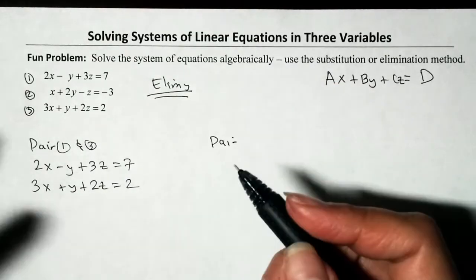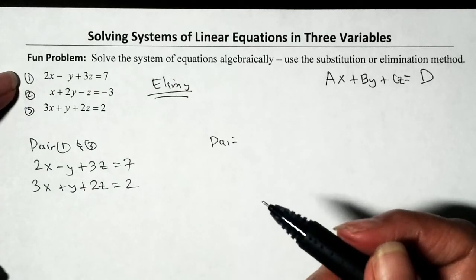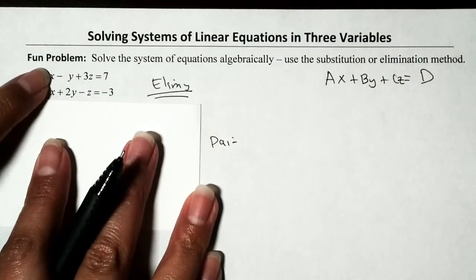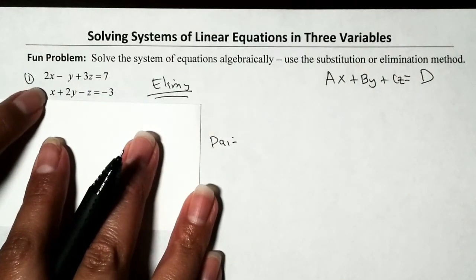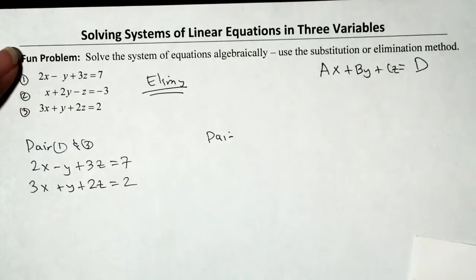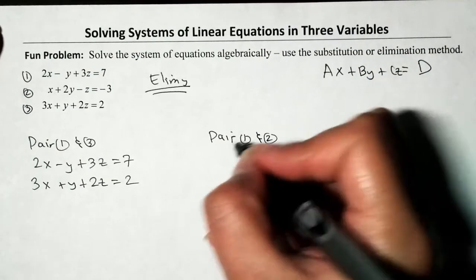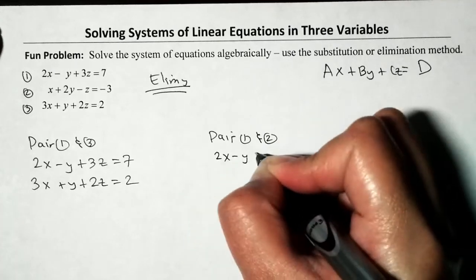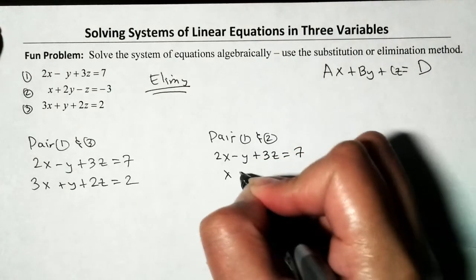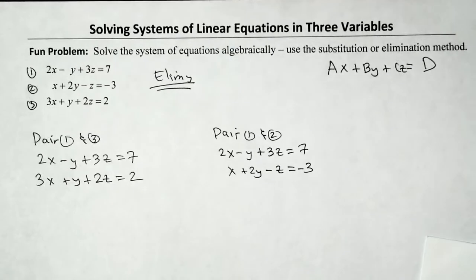So let's go ahead and pair. We already used 1 and 3, so for sure we have to use 2 with something else. Which one? I'm going to pair it with equation 1. Why? Because if I can have a positive something and a negative something, that will avoid me having to multiply by a negative. So I'm going to pair 1 and 2. Equation 1 reads 2x minus y plus 3z equals 7, and equation 2 reads x plus 2y minus z equals negative 3. Okay, fantastic.